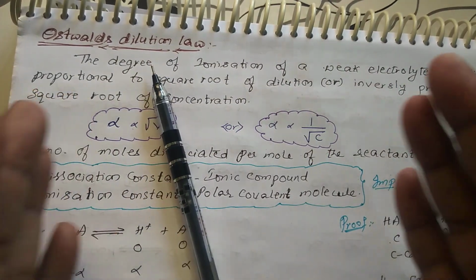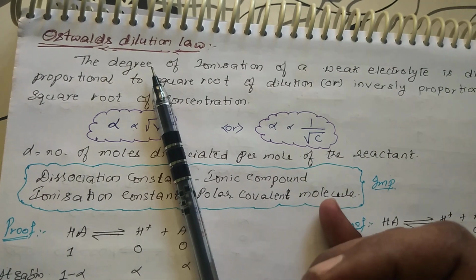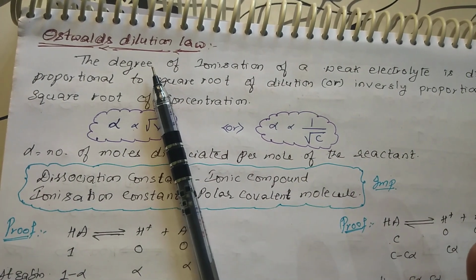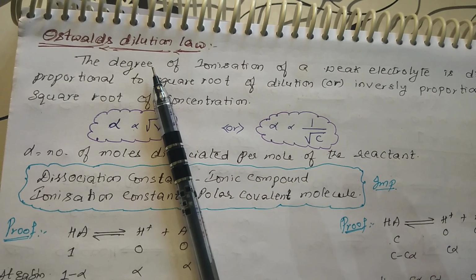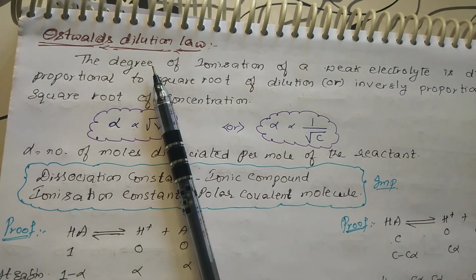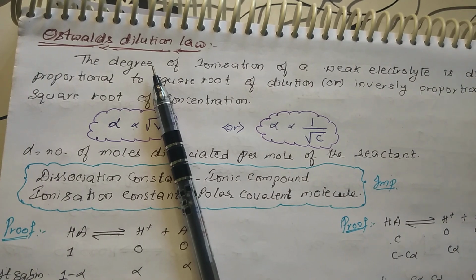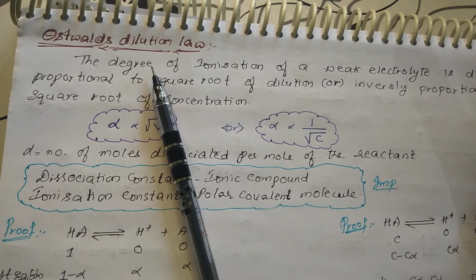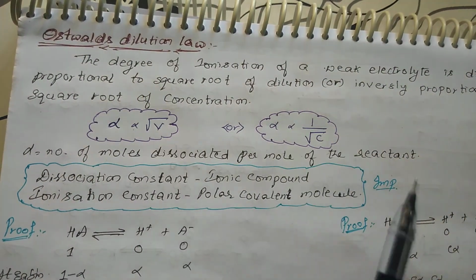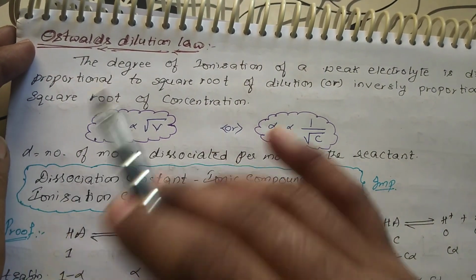Suppose there is a beaker having some weak acid, with 10 liters of water. You are taking 1 mole of, not HCl, something like acetic acid. Now you increase the water from 10 liters up to 25 liters. If you increase the water, what happens? The dissociation value increases. That is what it is saying. So we will prove this according to the derivation.